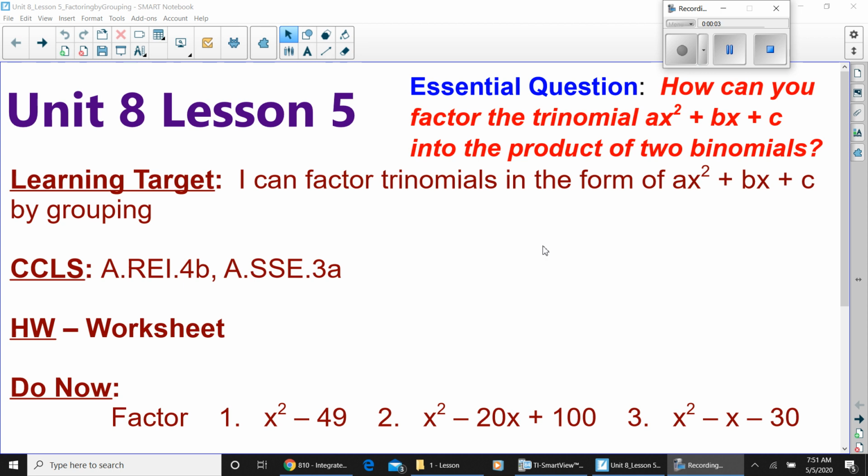This is Unit 8, Lesson 5. Learning Target: I can factor trinomials in the form of ax squared plus bx plus c by grouping.